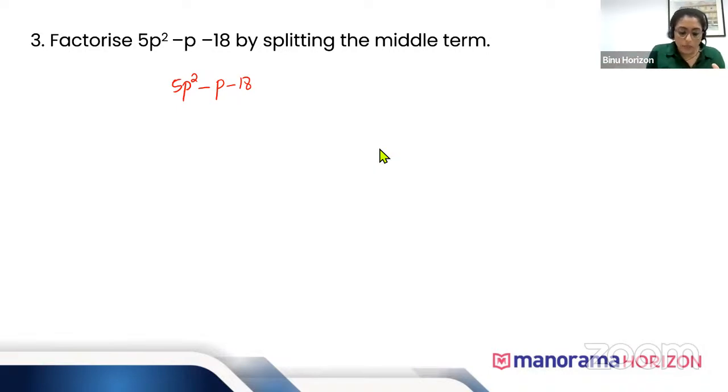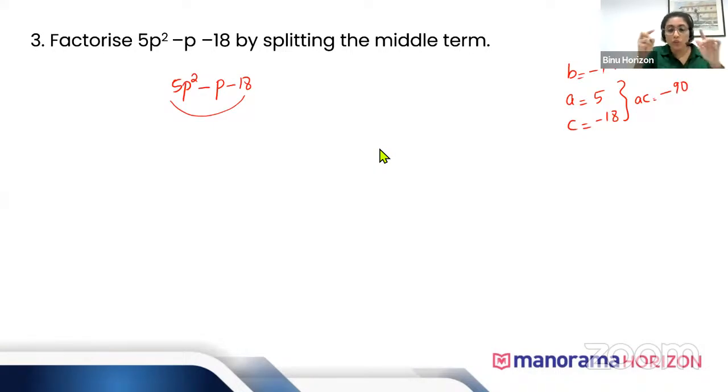5p square minus p minus 18. So here, what is b? Minus 1. What is a? 5. And what is c? Minus 18. Now take a into c, just take the product of the first into the last. You get ac as minus 90. And you have to choose two numbers in such a way that the product is minus 90 and when you add them you get minus 1. So what are the two numbers?